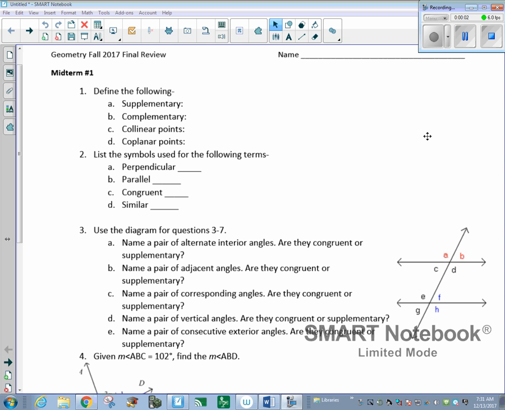Well, hello everybody. We're going to talk about the final review here. And so what I've got here is some definitions we're going to start with. We're going to go through and do this. The definition of supplementary are two angles that add up to be 180.